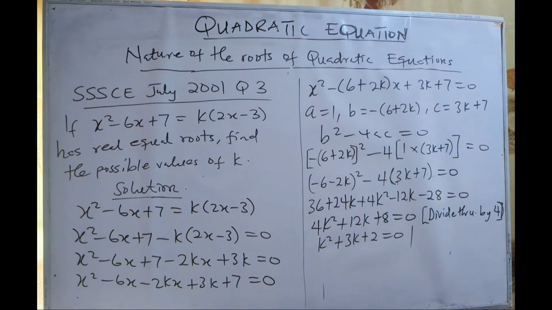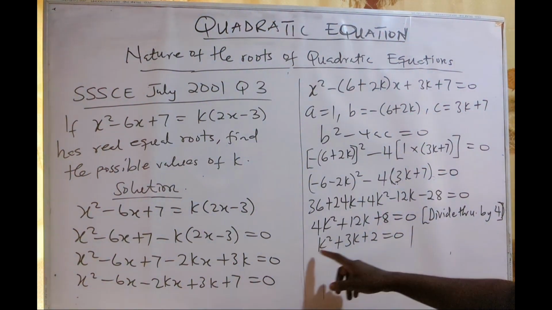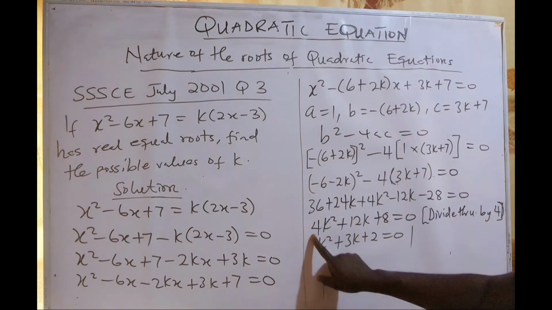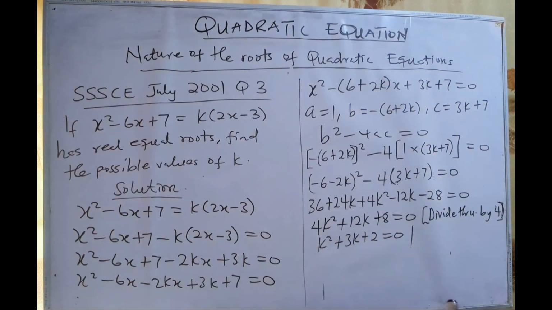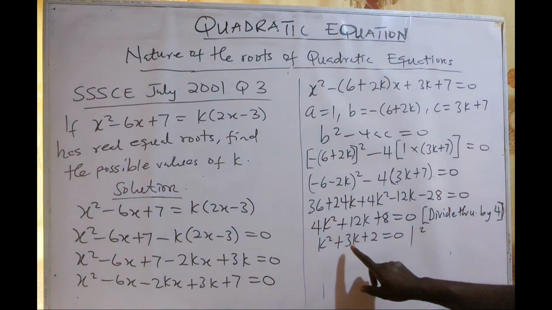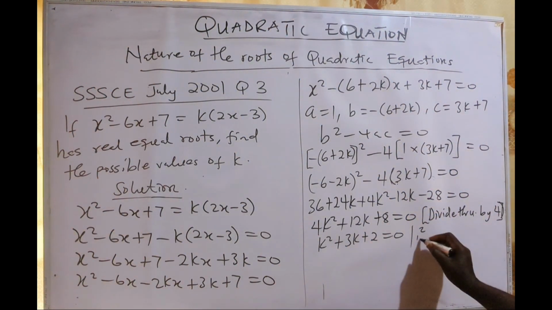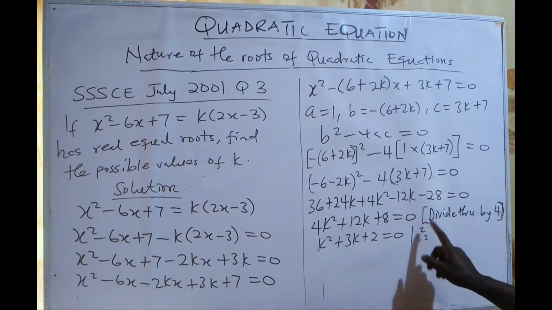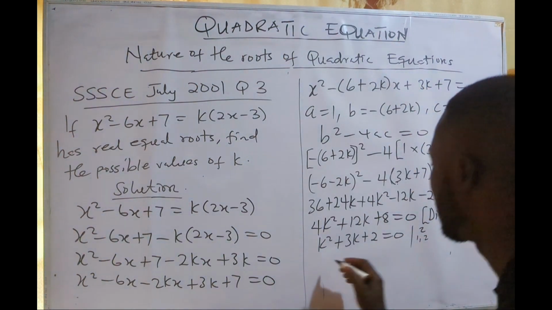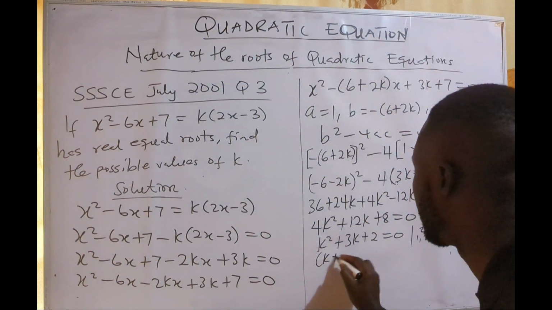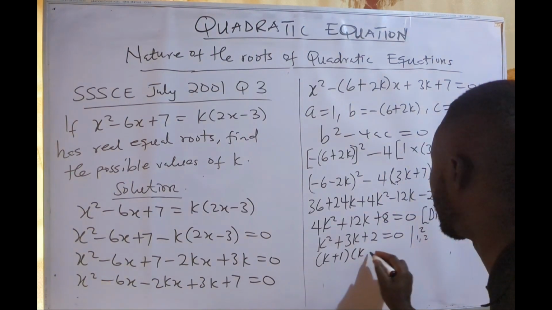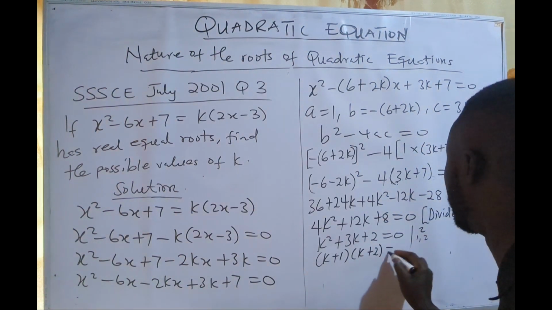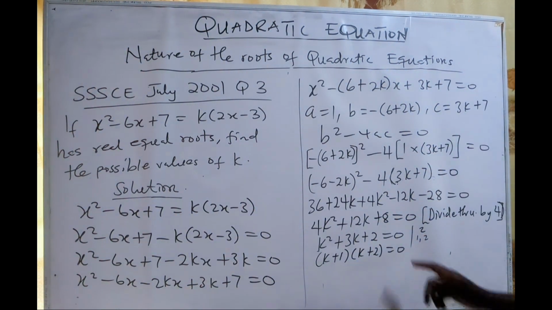So now let me find two factors. The coefficient of k squared is 1, times 2 will give me 2. Two factors of 2 that, when I add, will give me 3. That will be 1 and 2. Alright, 1 times 2 is 2, 1 plus 2 is 3. So I'll have k plus 1 and k plus 2 equal to 0, so that when I expand, I'll get this.